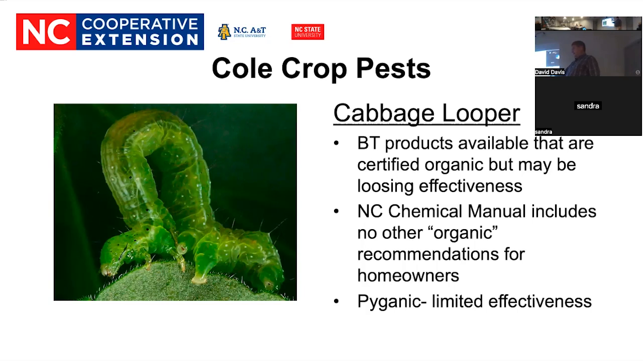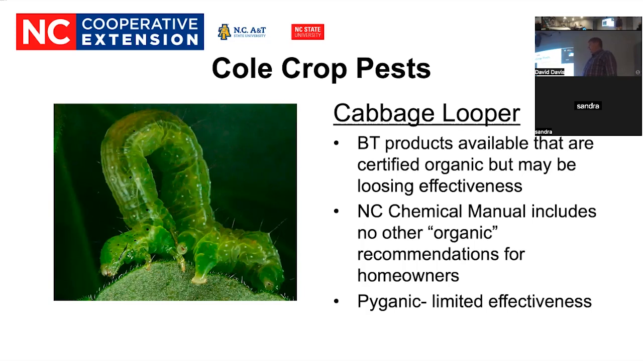BT is basically when the worm eats the BT on the cabbage leaf. It basically causes it to die of diarrhea, which is a horrible thing to think about, but that's what happens. They're becoming resistant to it. Our NC chemical manual doesn't have any other recommendations that are organic certified for cabbage looper. So this is a problem.